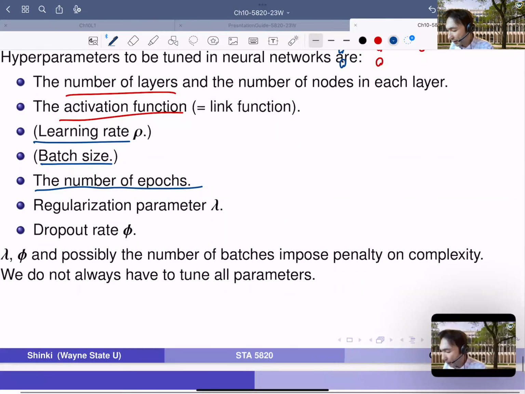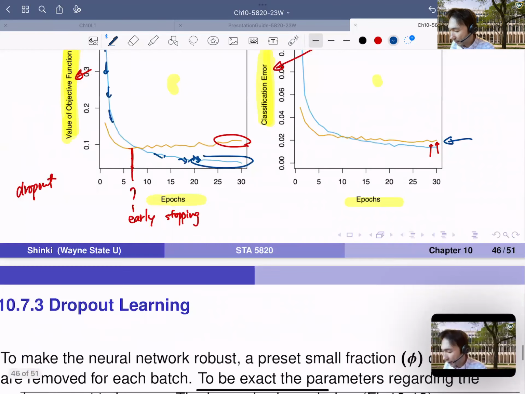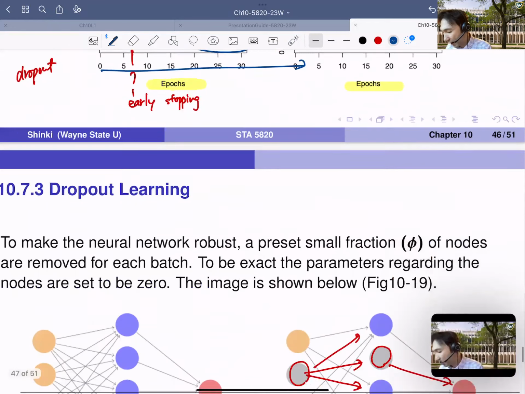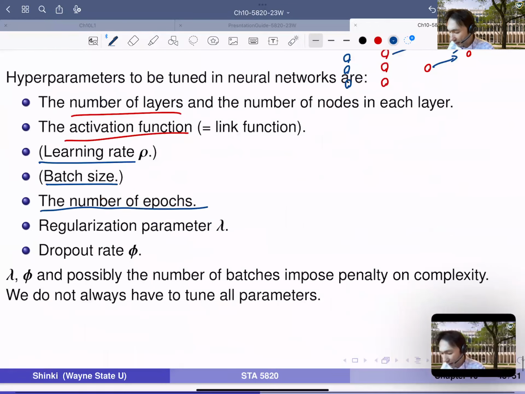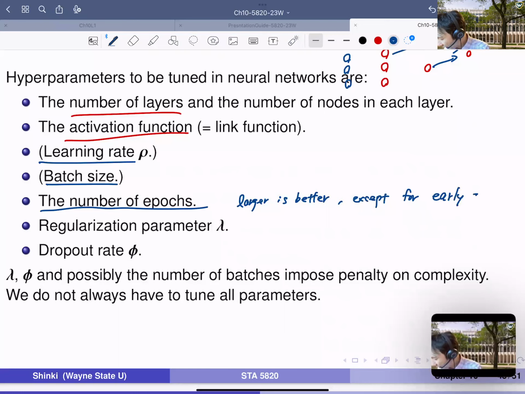And the number of epochs, so the number of epochs is just the number of epochs. As long as it converges and the fluctuation is smooth, then that should be fine. So basically larger epoch is better. Larger is better, except for the early stopping case. So this is almost a tautology. Larger is better, except when larger is not better. So if not, then early stopping is used.